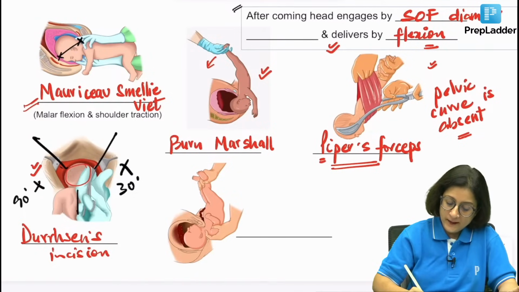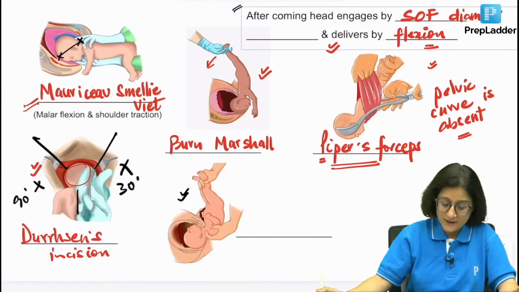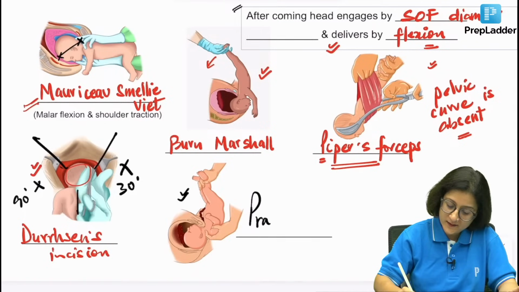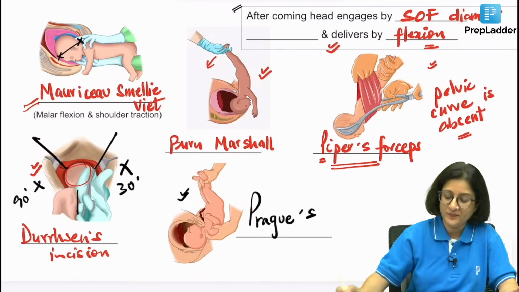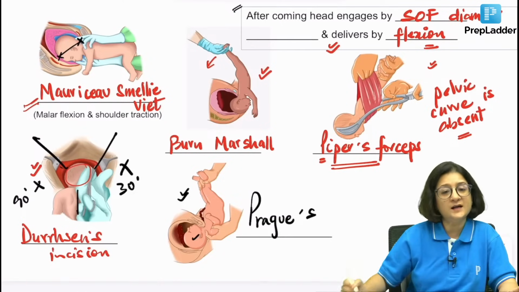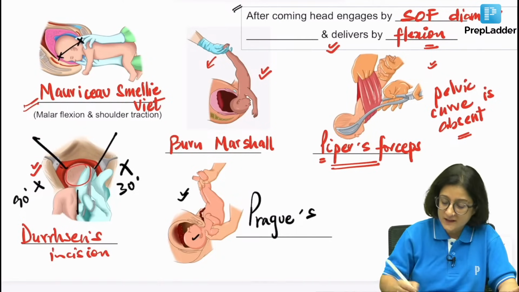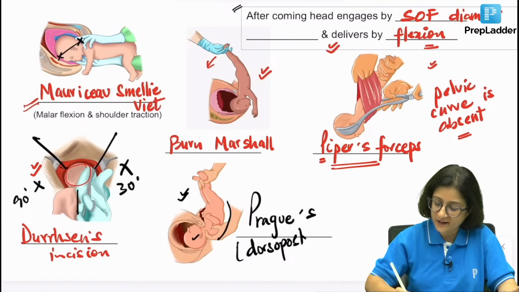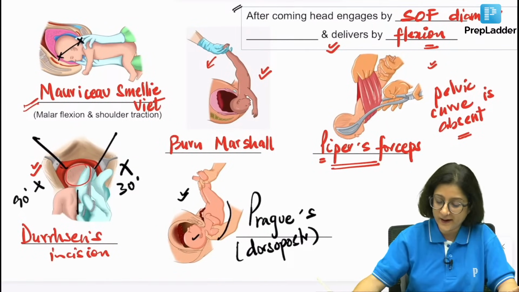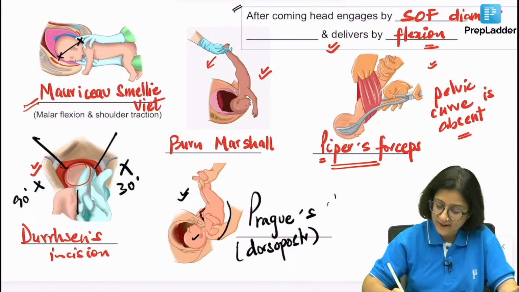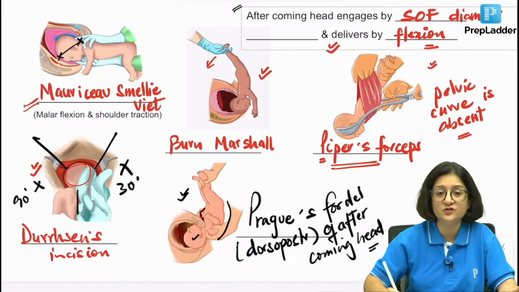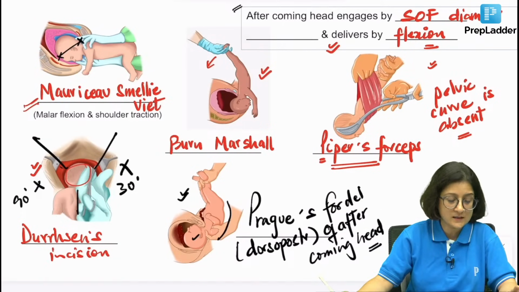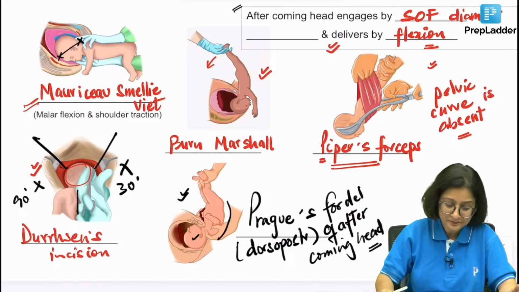Now, the image here on the bottom right, this is the Prague's maneuver, right? And again, this is the aftercoming head of breech, but the difference is the back is posterior. This is dorso-posterior. So this is Prague's for delivery of aftercoming head, but it is dorso-posterior. Back has gone posteriorly. Okay.